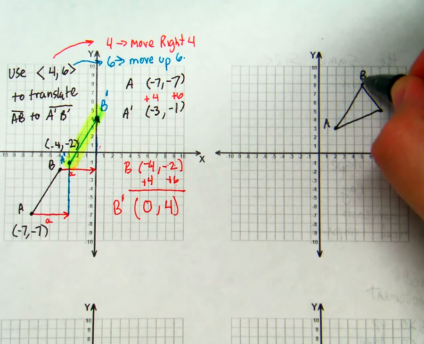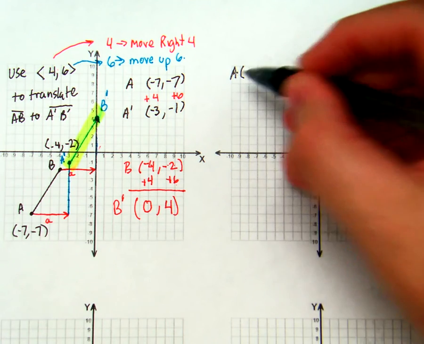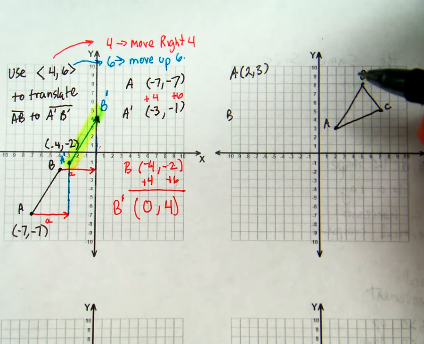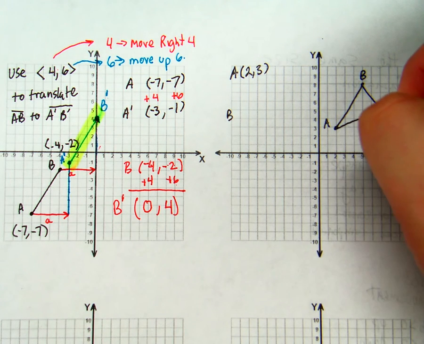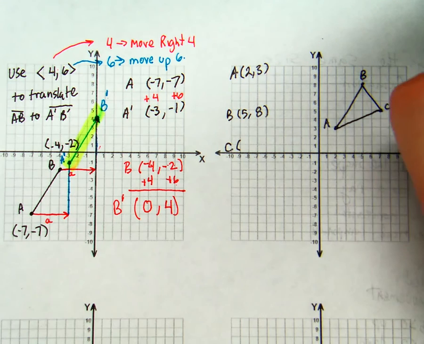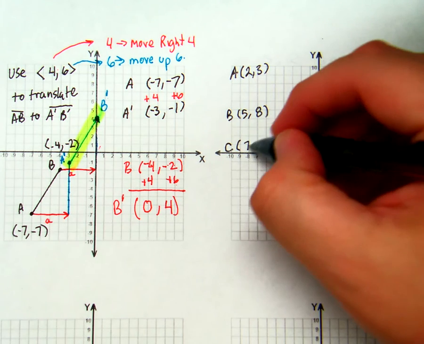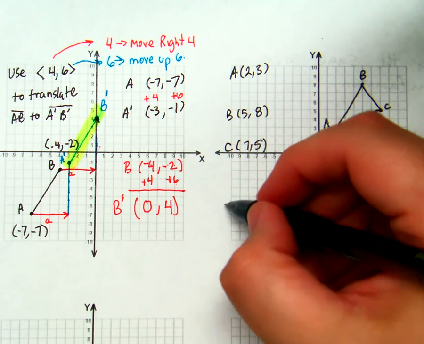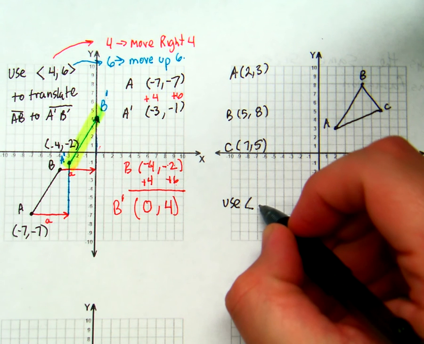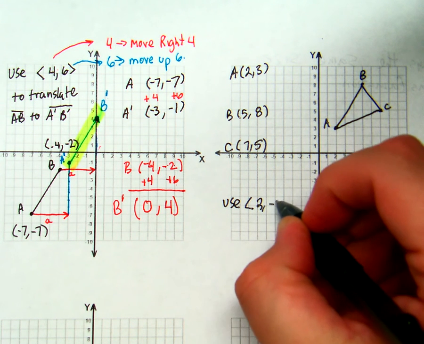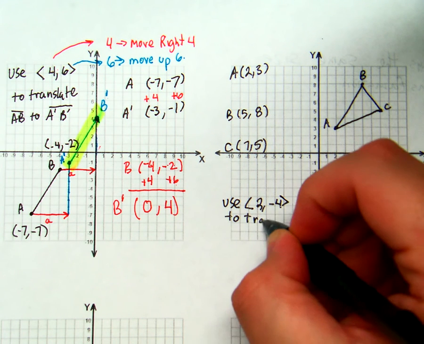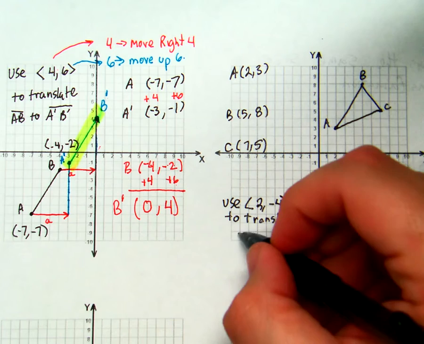All right, A, put it at 2, 3. B, put that one at 5, 8. And C, put C at 7, 5. And then go ahead and you guys try this. Use the vector 2, -4 to translate the triangle ABC.